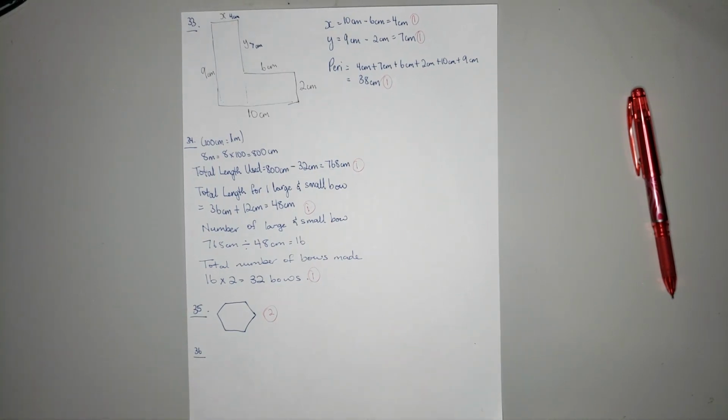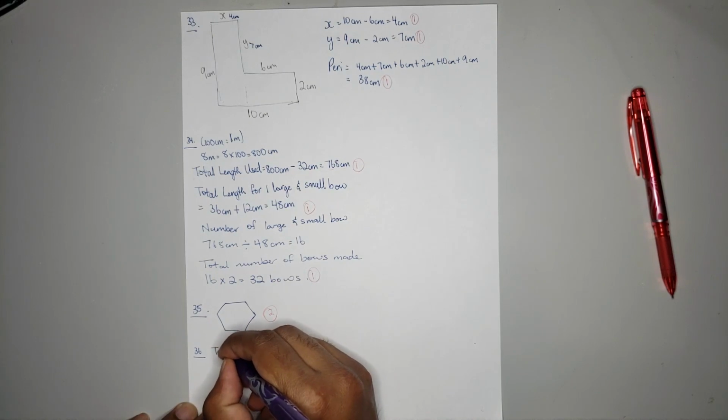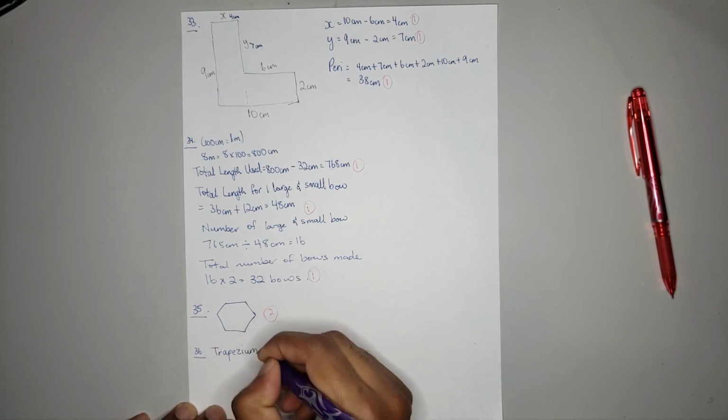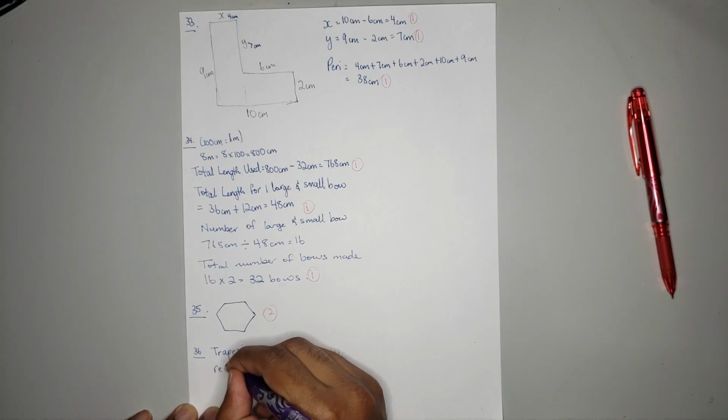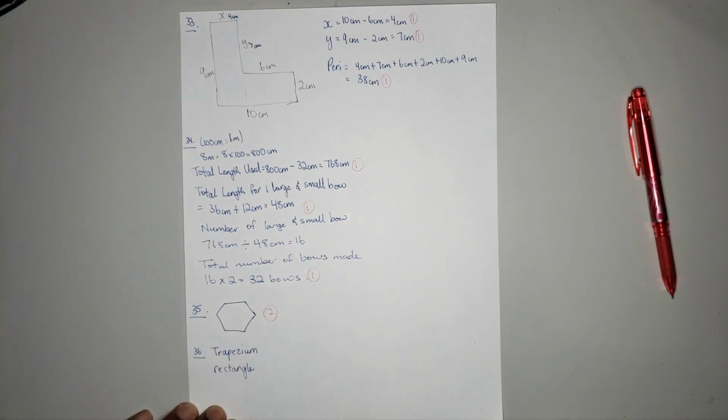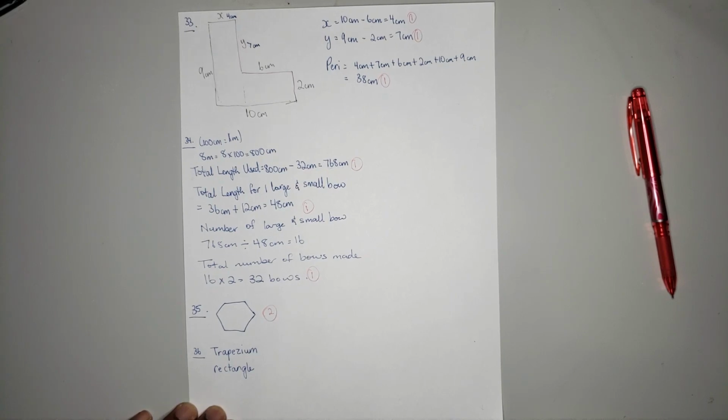Number 36. Use the shapes given to complete the table below. So, only one pair of parallel lines, that will be parallel sides, one pair, that will be a trapezium. Four equal angles, that will be the rectangle, because all its internal angles are 90 degrees. 4 equal sides, that will be rhombus.